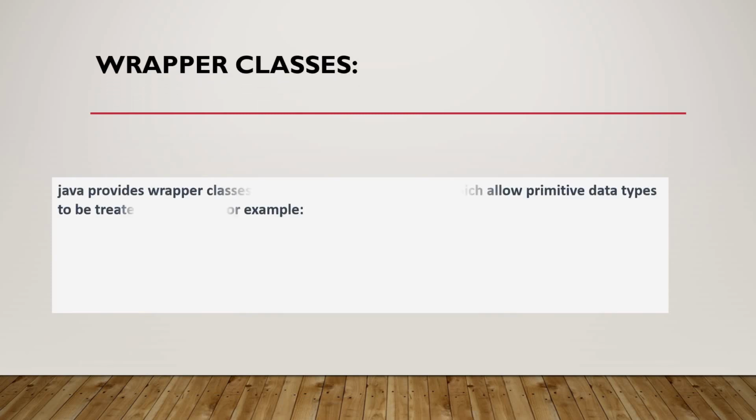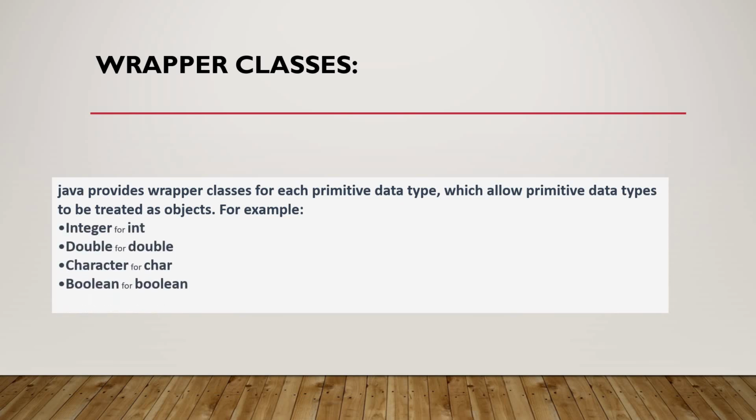Now coming to the wrapper classes. Java provides a wrapper class for each primitive data type, which allows primitive data types to be treated as objects. For example, Java is not purely object oriented, and that's why in Java we are using primitive data types. Now if we have to treat a primitive data type as an object, wrapper classes come in, which are Integer for int, Double for double, Character for char, and Boolean for boolean.